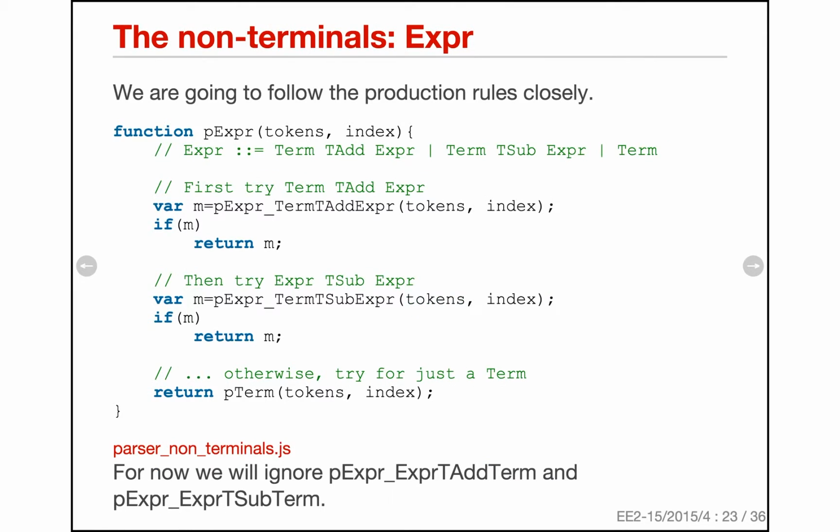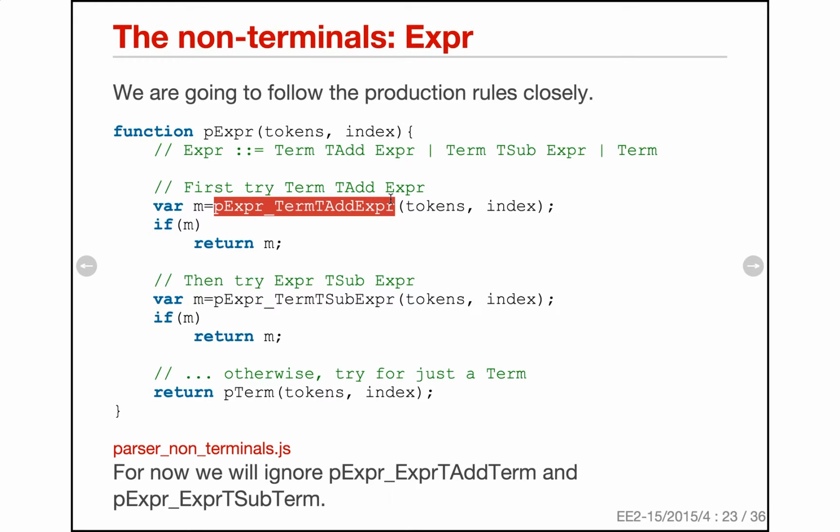So that was all our terminals. We can now look at the non-terminals, and these are going to be a bit more complicated. So here is a parser for an expression. It has exactly the same interface as before because all our parsers have the same interface. The possible productions it can use are a term, an add, and an expression, or a term, a sub, and an expression, or it can just be a term. So all we'll try doing is try this, then this, then this in turn.